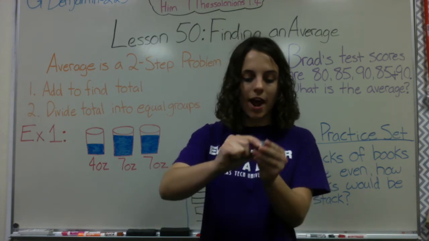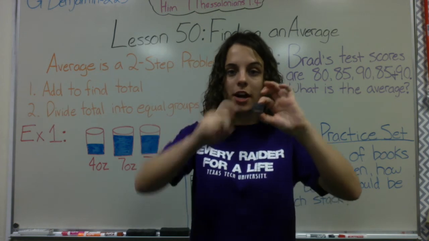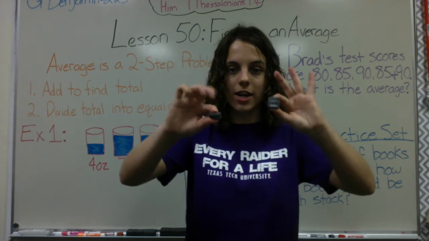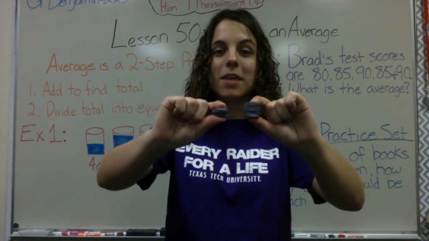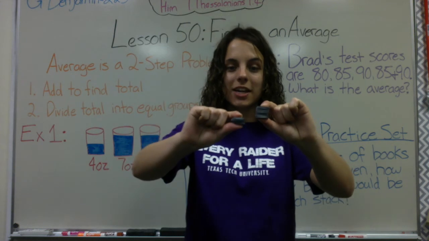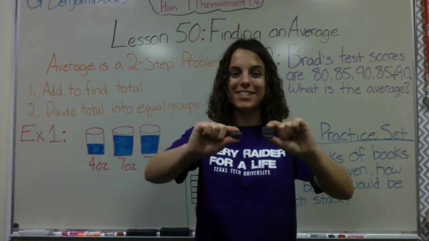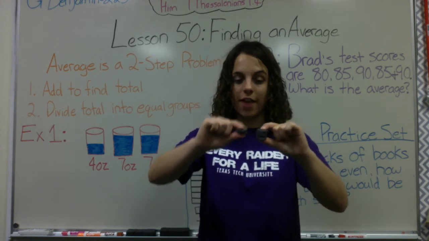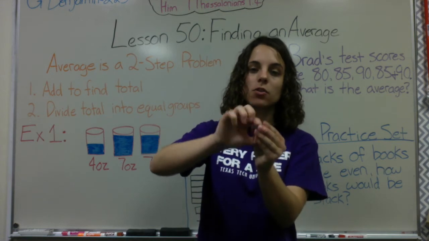So if I have, let's see, this is 3, 6, 9. I have 9 quarters right here, and then I have a stack of 5 quarters right here. And I want to make them equal. I want to have the same amount of quarters in each group. So the way I would do that is I would add the total of quarters together, 5 plus 9, which is 14. I have 14 quarters all together.